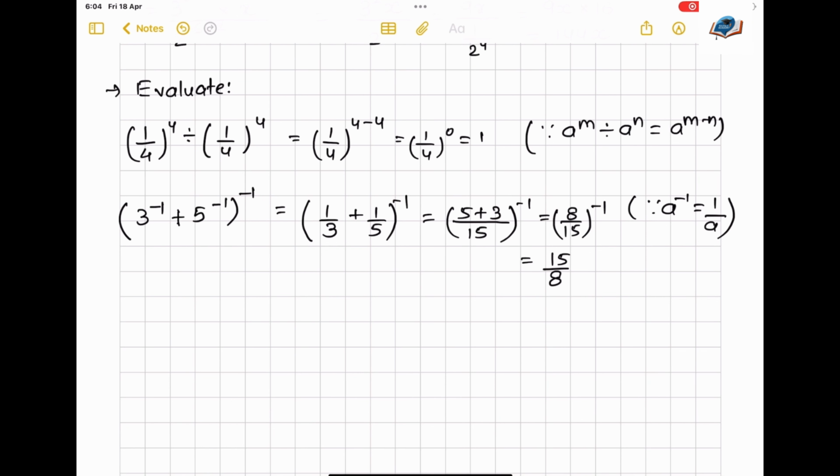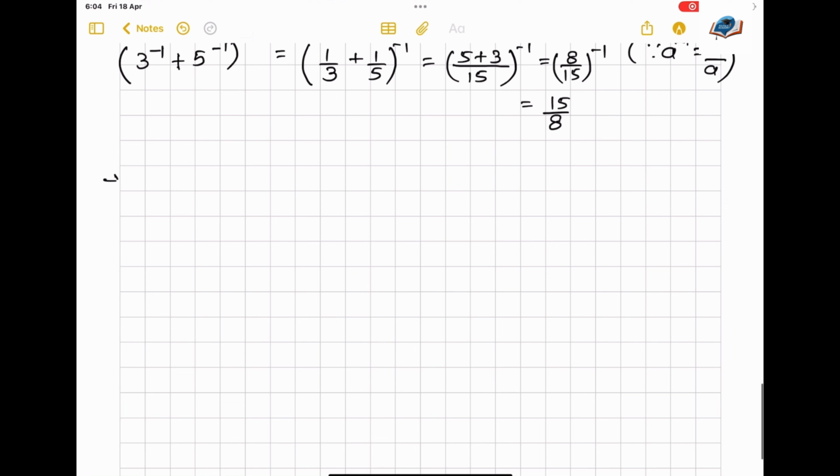Then let us do one more pattern of example, that is, solve the following to find the value of x. First one, if I see, it says 5 raised to 2x plus 1 divided by 25 equal to 125.